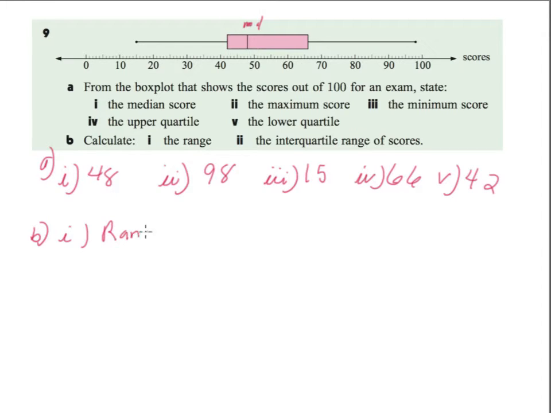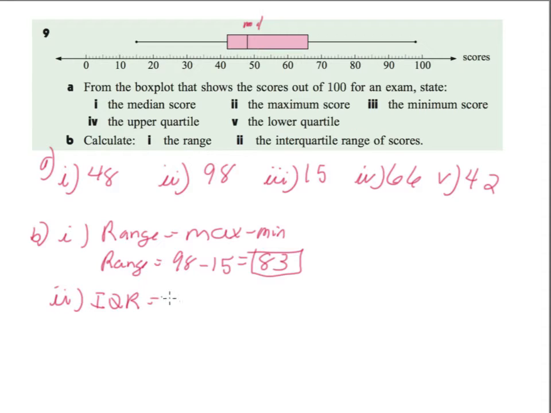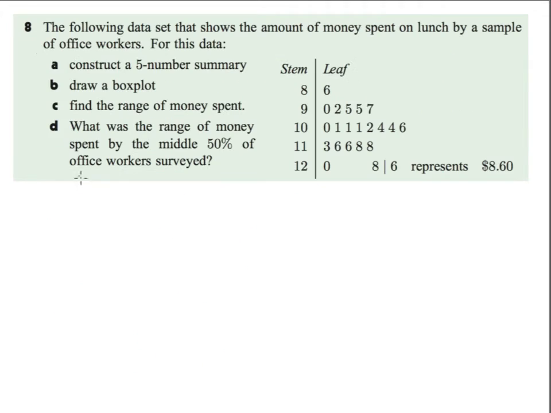Well, what is the range? Well, the range is our max minus a min. So our range in this case will be 98 minus the 48. Oh, sorry, minus 15, which is 83. And our interquartile range is Q3 minus Q1. So that'd be 66 minus 42, which gives us 24 is our interquartile range. So 50% of our data is in a range of 24 value points.